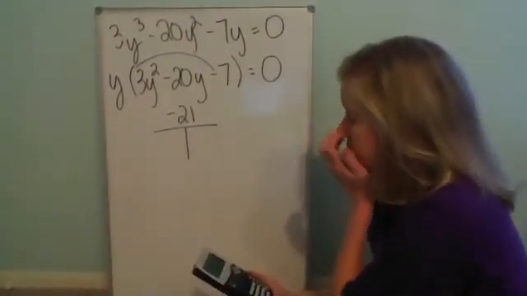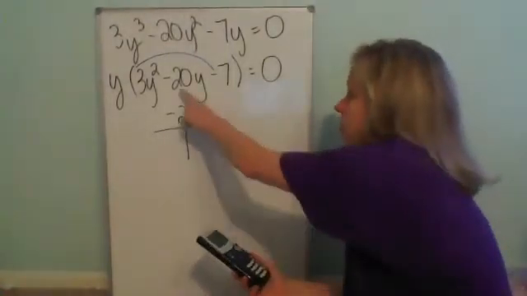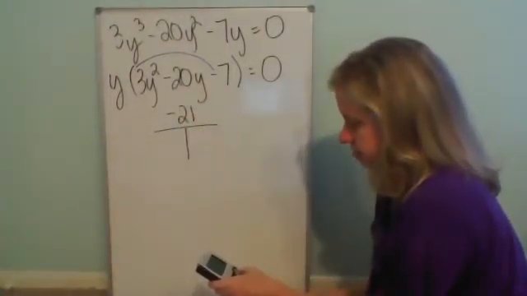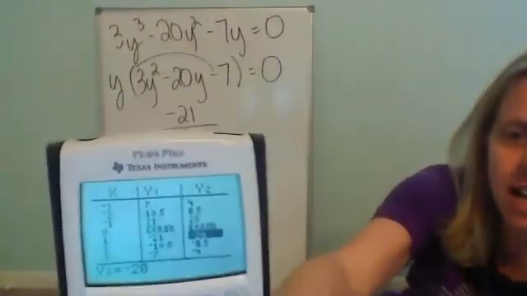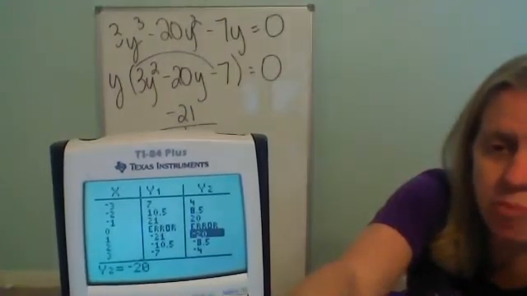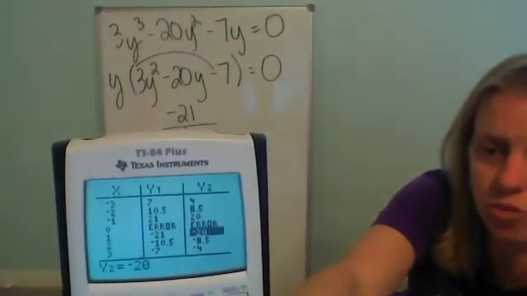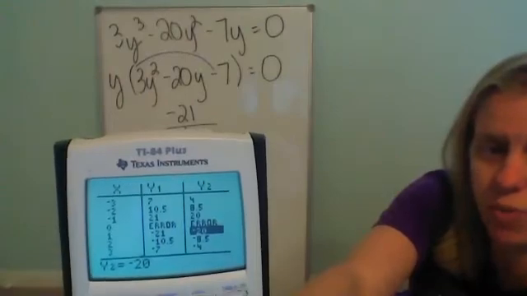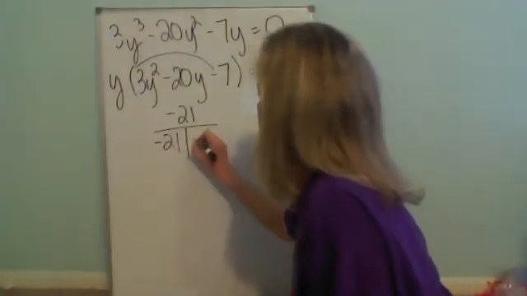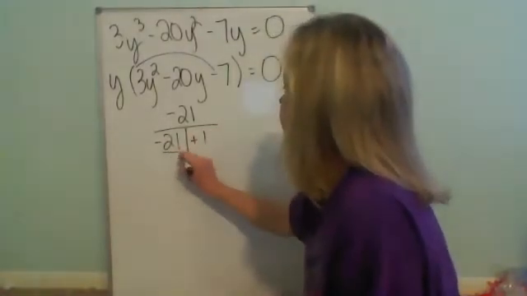Second table, what are you looking for? I'm looking for negative 20 in that last column. So I've already highlighted it. So the numbers that are in the same row as that negative 20 are what you're going to use, which looks like a negative 21 and a positive 1. So negative 21, positive 1.